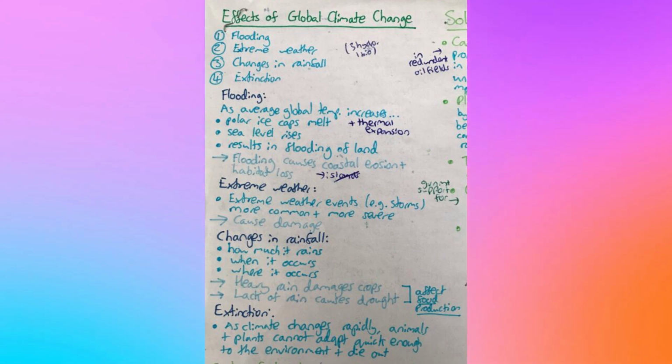Our next one, extreme weather, well, we get increased frequency and strength, and so magnitude of storms, and that can cause damage. We also have changes in rainfall, so changes in the quantity of rainfall, when it rains, and where it rains. Too much heavy rain can damage crops, but with not enough rain, you can get drought, both of which can affect food supply. And then we have extinction. This is when, as our climate changes rapidly, animals and plants cannot adapt quick enough to the environment, and so they end up dying out.